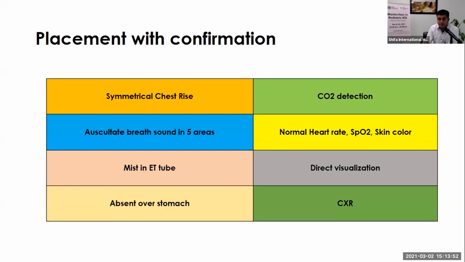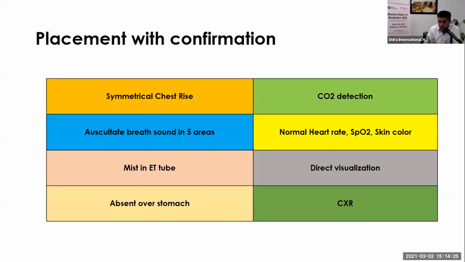How do you confirm if the endotracheal tube is in place or not? There'll be symmetric chest rise. There'll be auscultation in all 5 areas of the chest. There'll be mist in the ETT, though it's a very rough technique, because mist can happen even in esophageal intubation. There'll be absent air in the stomach. For better monitoring, you can go for CO2 detection. There are some detectors available in a few places. We don't have it here.